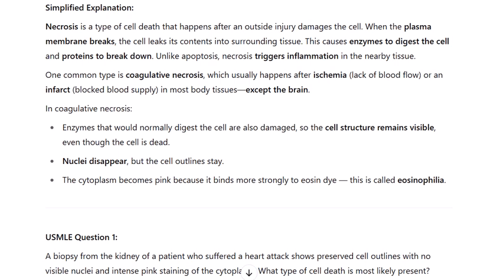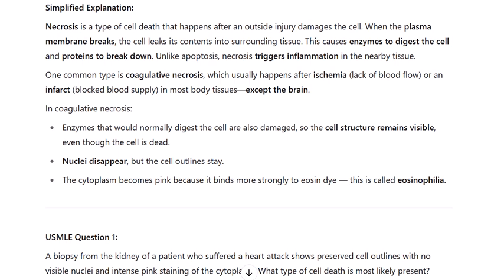One common type is coagulative necrosis, which usually happens after ischemia, lack of blood flow, or an infarct, blocked blood supply, in most body tissues except the brain. In coagulative necrosis, enzymes that would normally digest the cell are also damaged, so the cell structure remains visible, even though the cell is dead. Nuclei disappear, but the cell outlines stay.